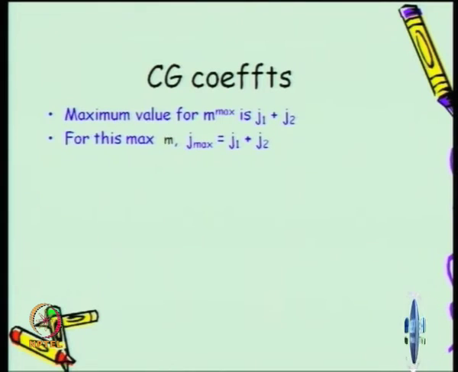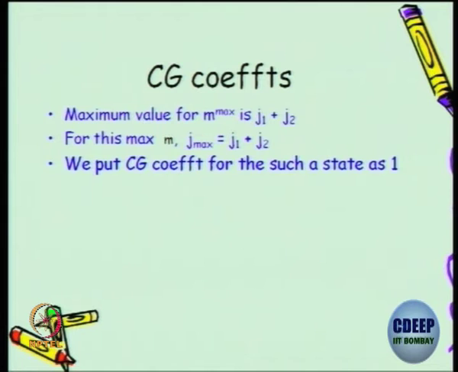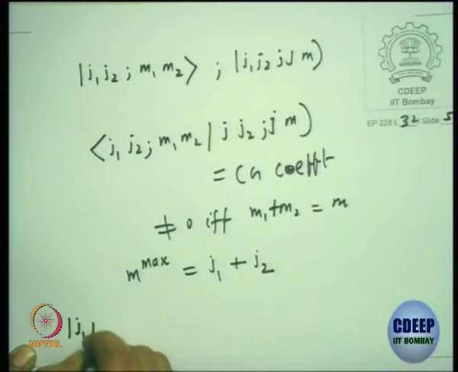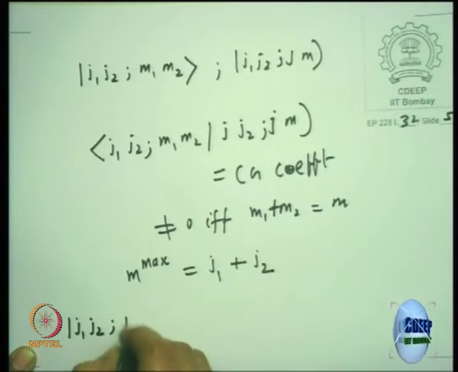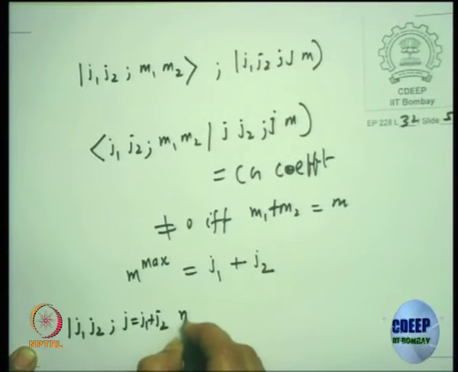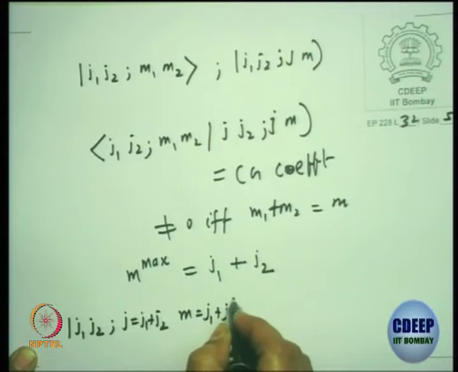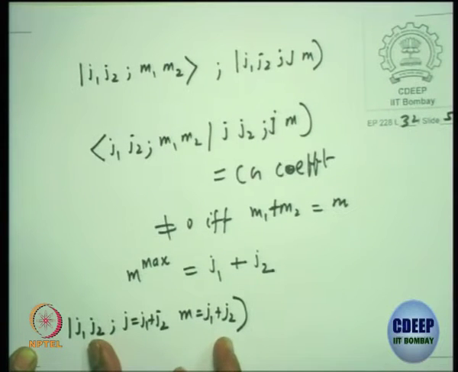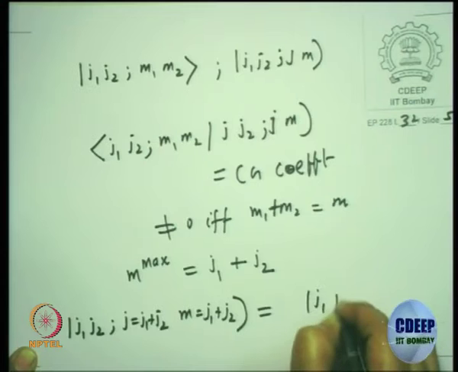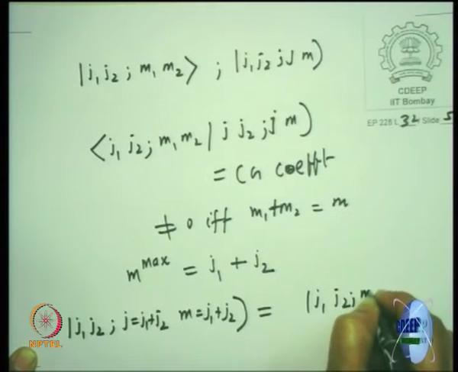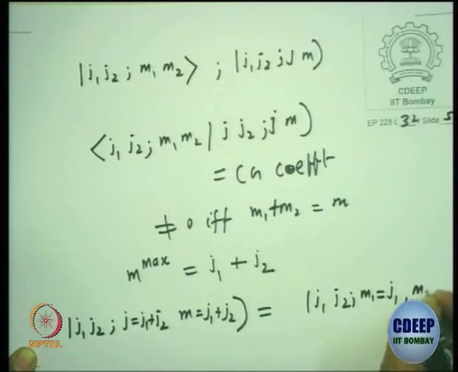So if you have this to be the maximum, this Jm state is meaningful if J is equal to M maximum, right? So J max also will be J1 plus J2. So we will take that maximum state. Let us take that maximum state J1, J2, J equal to J1 plus J2, M equal to J1 plus J2. This state can be achieved only with J1, J2, M1 equal to J1, M2 equal to J2. This is the only possibility.